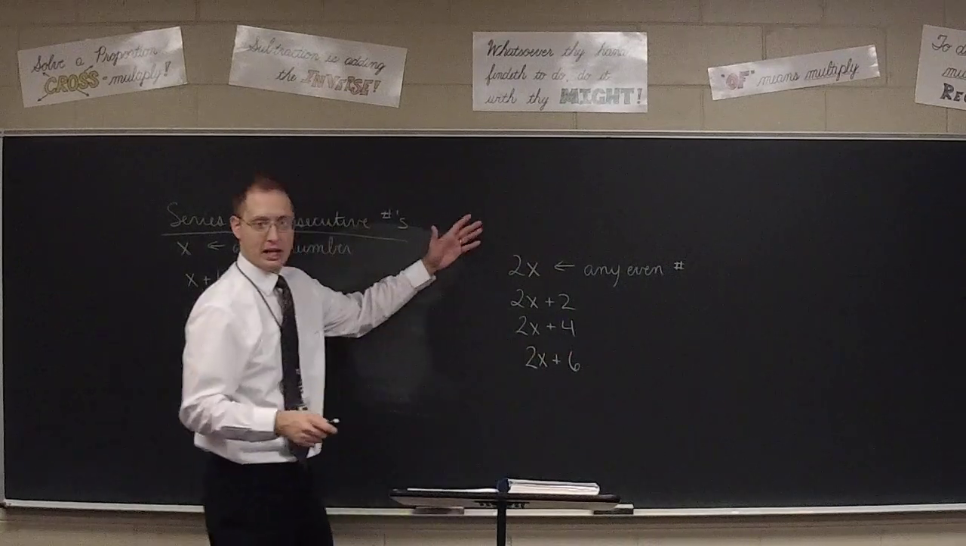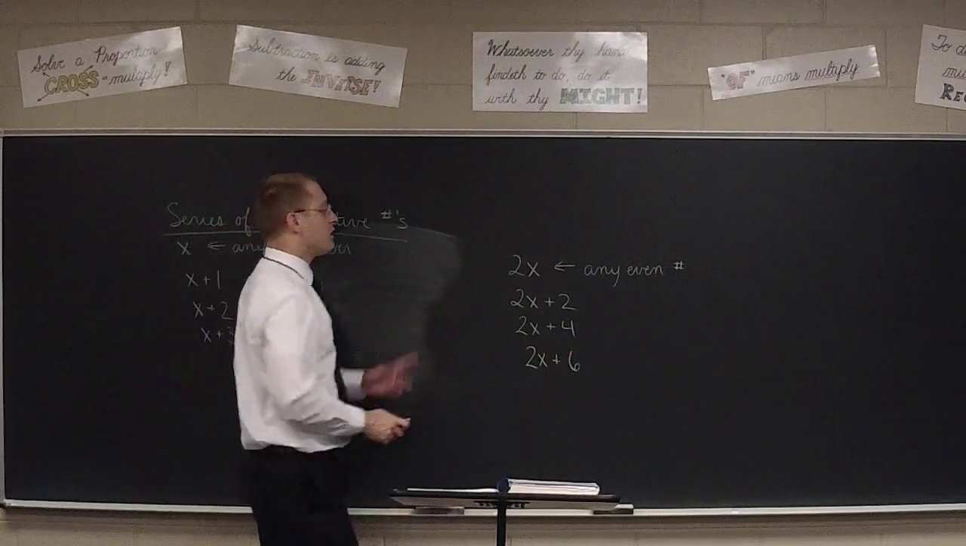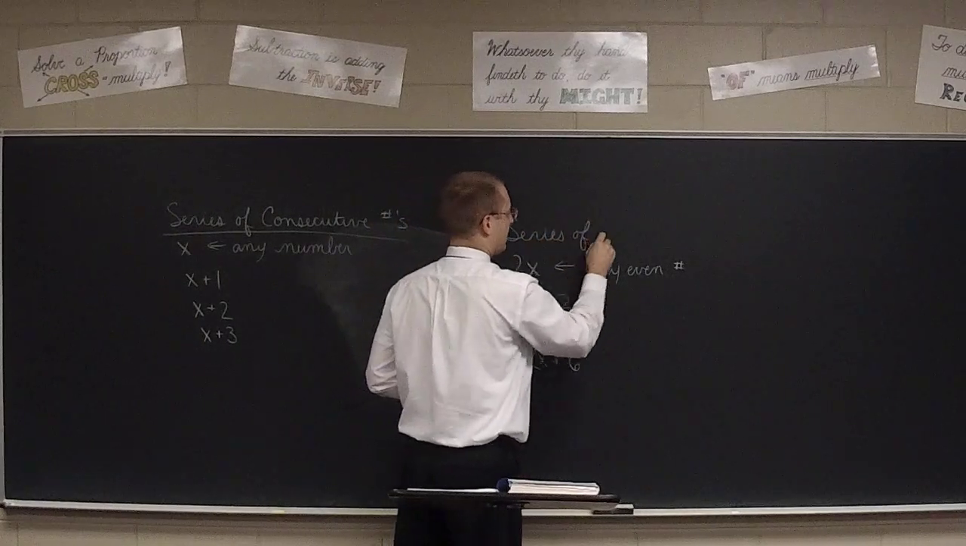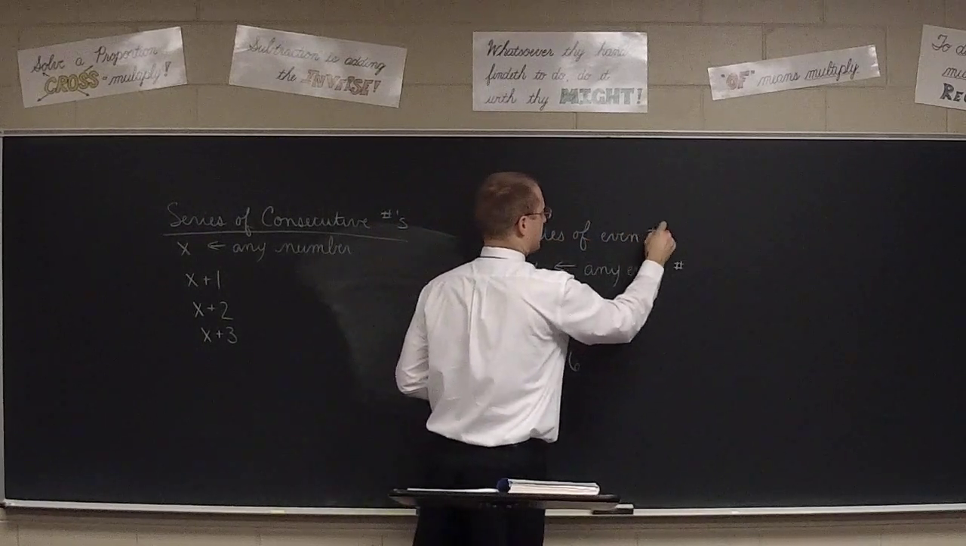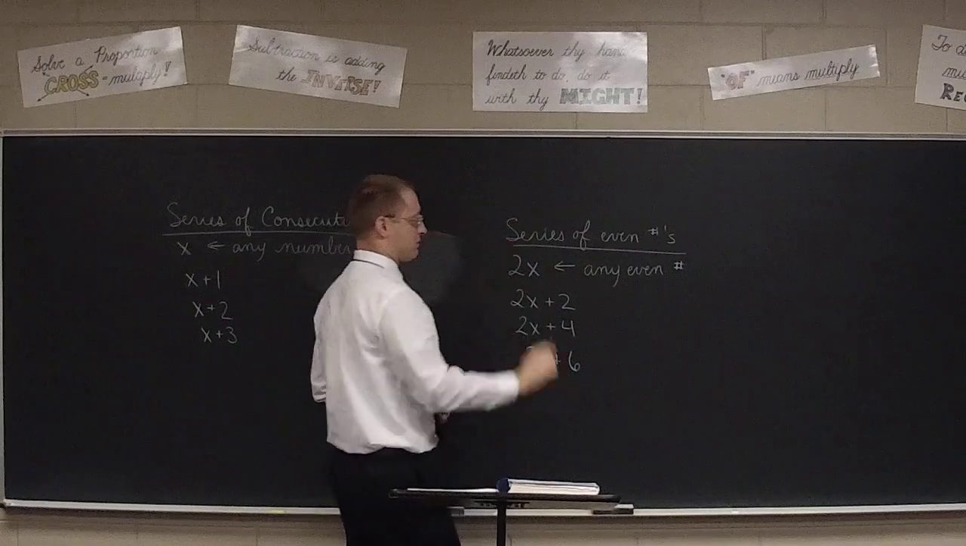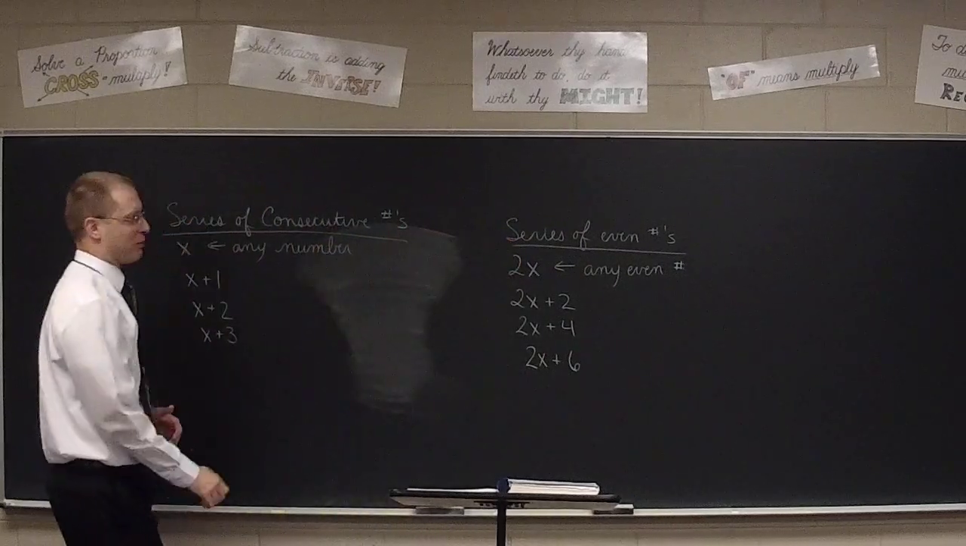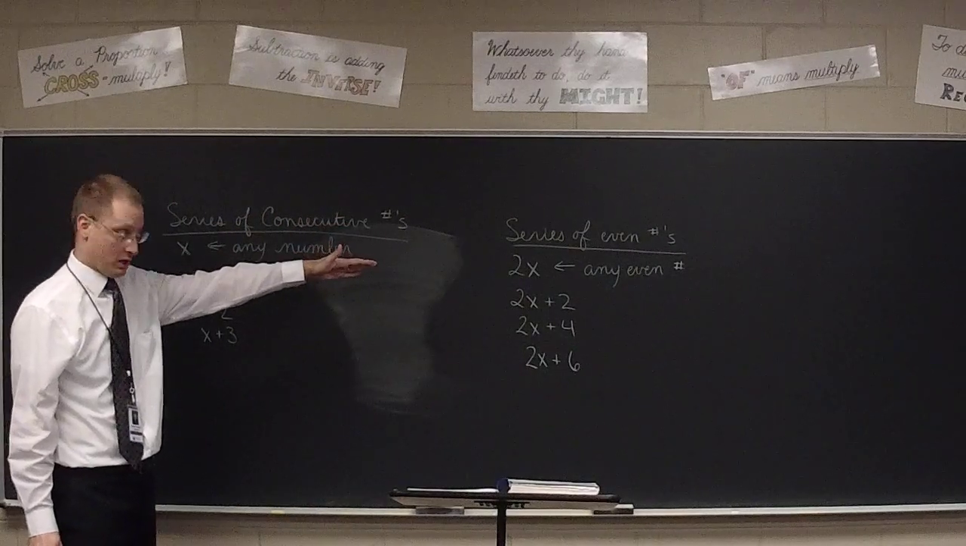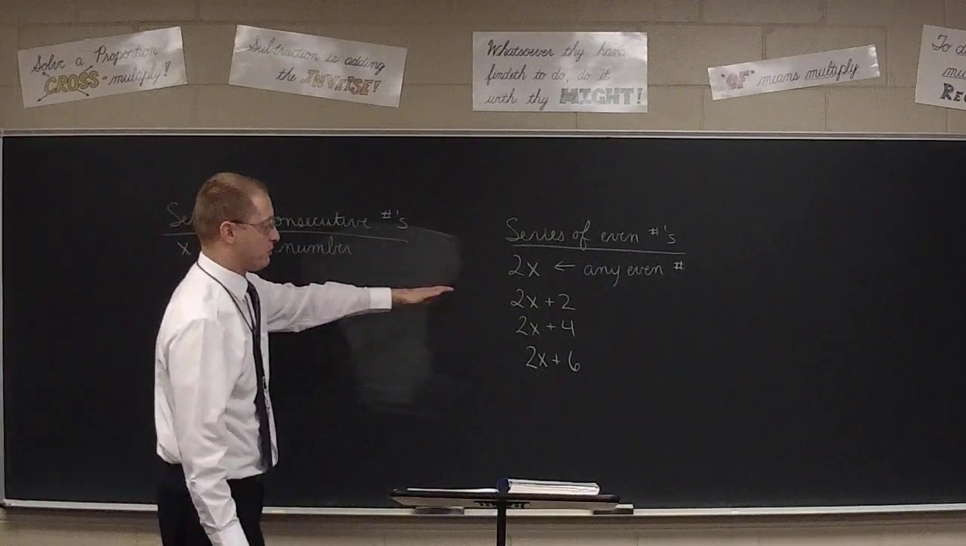And just so on and so forth, right? This is how we represent a series of even numbers, consecutive even numbers. I'm just too lazy to write the word consecutive. That's a big word. Okay, series of even numbers, 2x, because that's any even number, 2x plus 2, 2x plus 4, 2x plus 6.